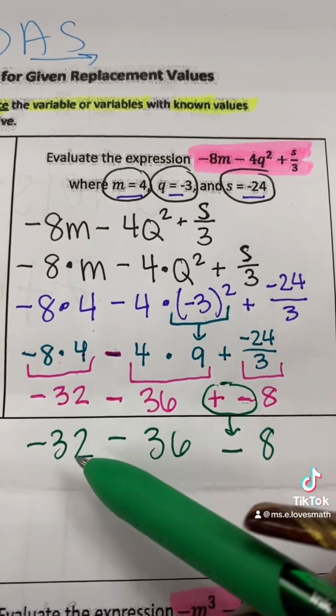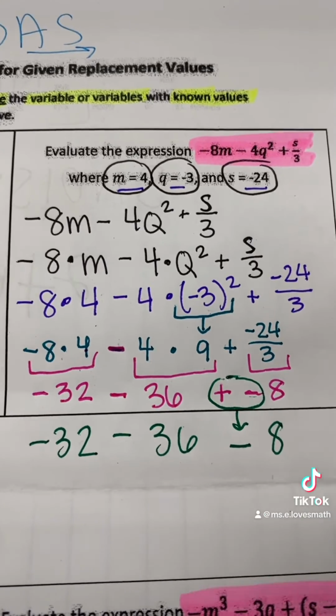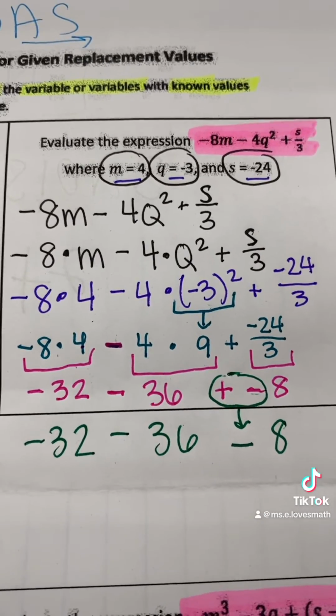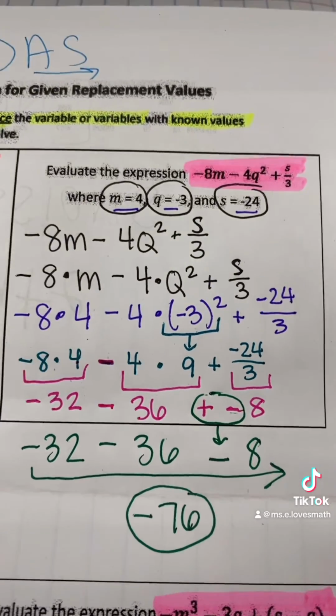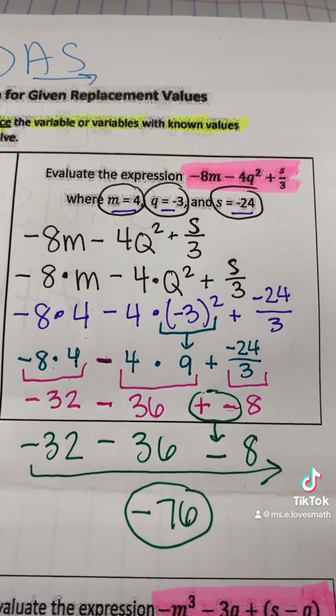We now have negative 32 minus 36 minus 8. Since all we have left is adding and subtracting, we can add and subtract from left to right. Our final answer is negative 76.